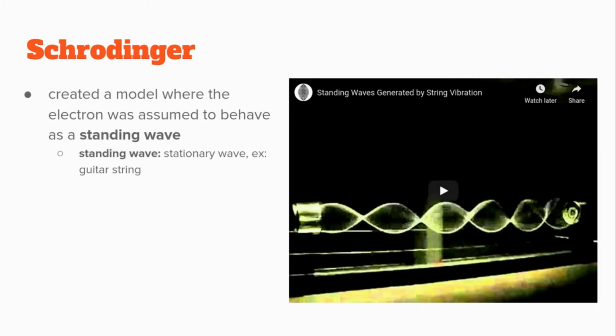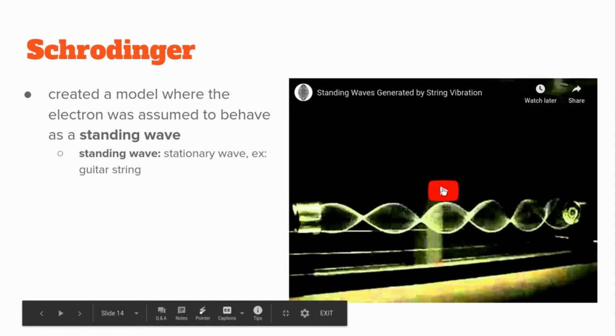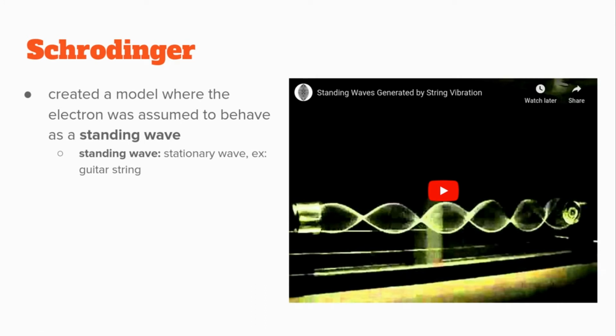So Schrodinger was one of the first to put a piece of this puzzle together. The quantum mechanical model involved a lot of different scientists from many different disciplines piecing it together over time. So Schrodinger created a model where an electron is assumed to behave like a standing wave. And a standing wave is a stationary wave. So an example would be a guitar string, where the string is not actually moving from one place to another. It's just vibrating. So here is a video of a standing wave.